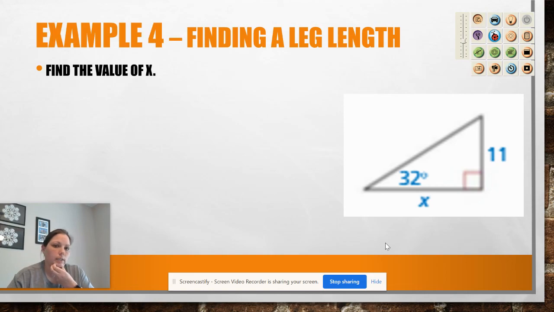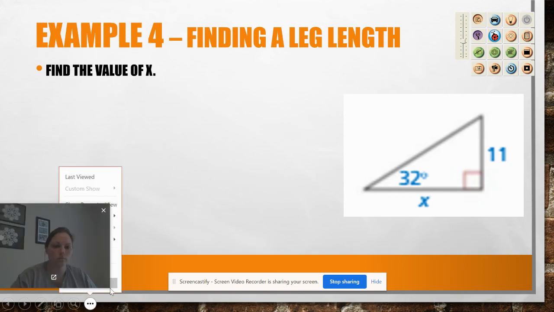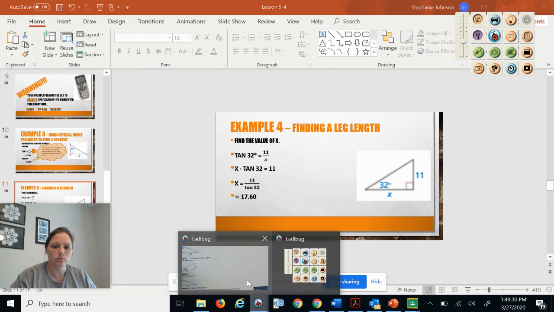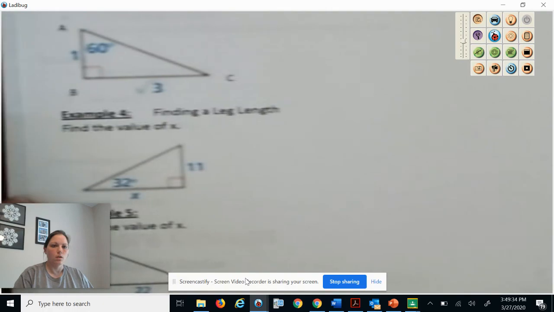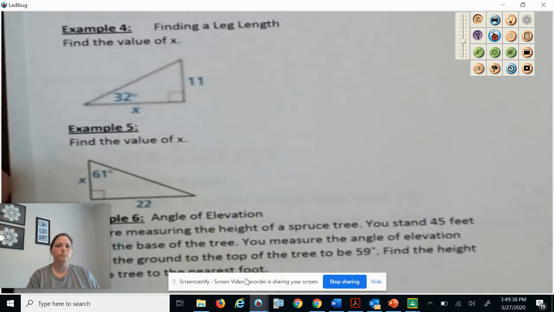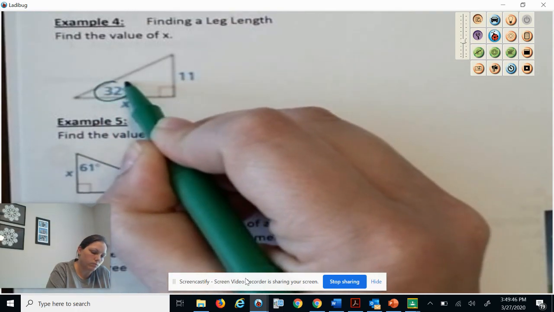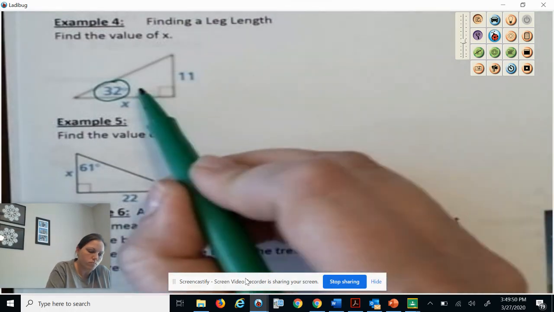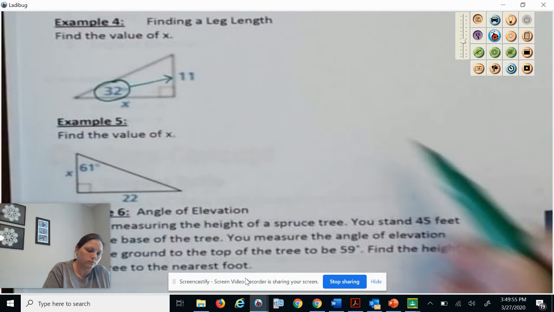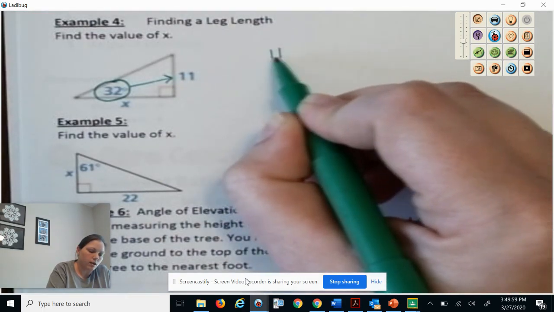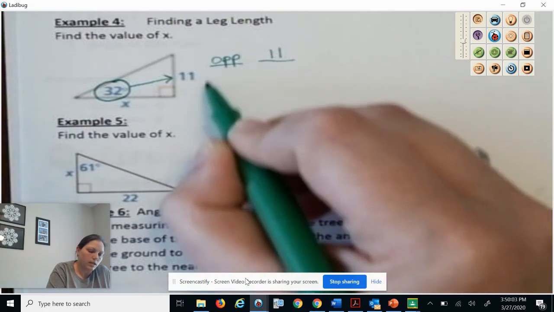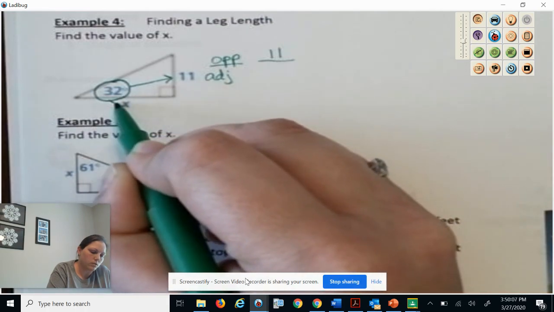Okay, find a leg length. I'm going to go to a paper to show you this because it's easier to see there. Okay, so example 4, finding a leg length. Find the value of x. Okay, so we're given the angle 32. Across from that angle is 11. So that's our opposite, right? And our adjacent right next to it is x.